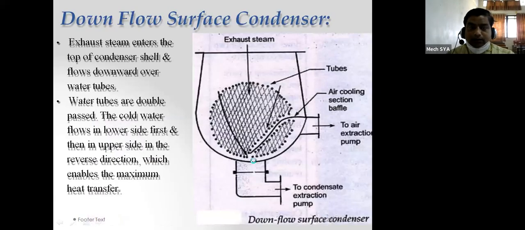Then here, depending on this direction, downflow, the exhaust steam is flowing in the downward direction. Here the exhaust steam enters the top of the condenser shell and flows downward. Okay, then it is called a downflow condenser. Water tubes are double passed. The cold water flows in the lower side first and then the upper side. So the steam is flowing in the downward direction, and the condensate extraction pump is located at the bottom side. So this is the downflow.